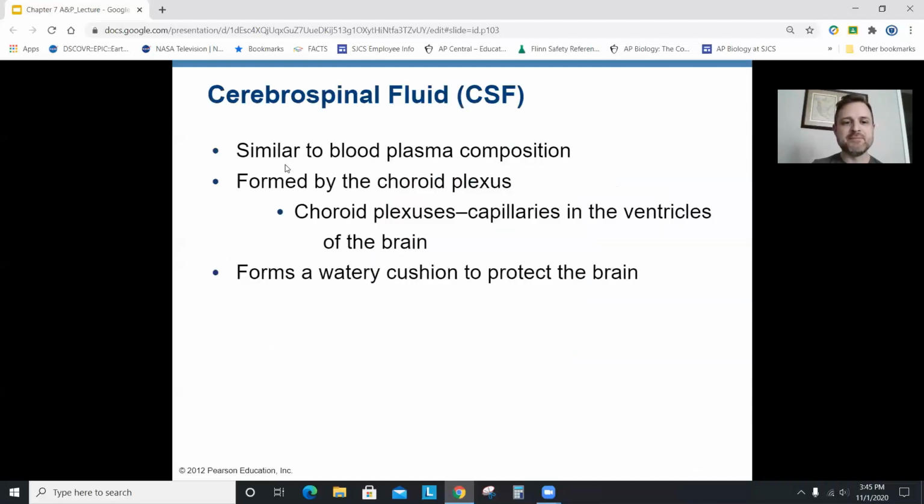Okay, cool. So cerebrospinal fluid. We haven't discussed blood that much, but the liquid component of blood is called blood plasma, and it is similar in structure and composition to cerebrospinal fluid. Remember I said there were those 4 ventricles of your brain. Each ventricle contains what's called a choroid plexus, and those produce this fluid. It's sort of like a watery cushion that protects the brain.